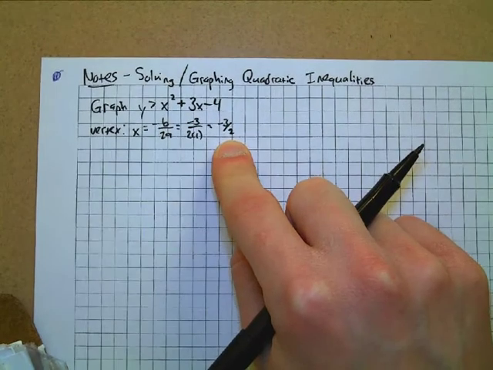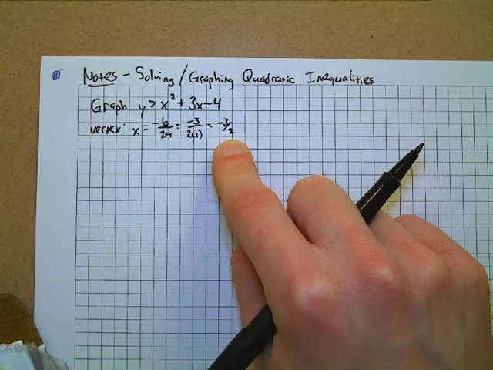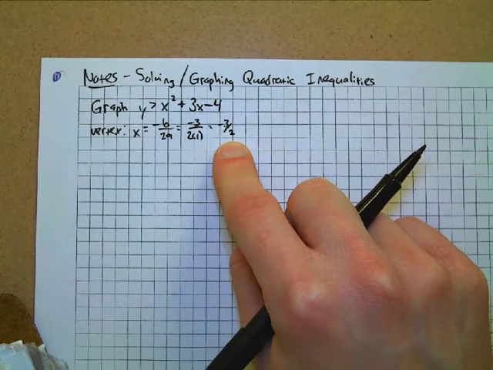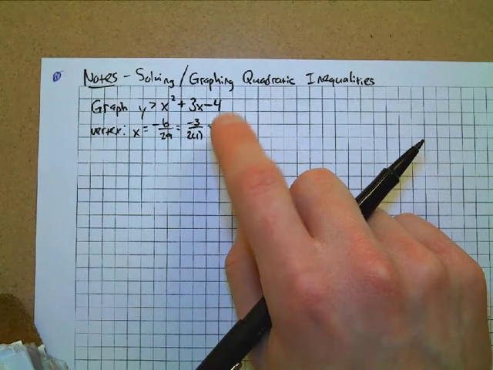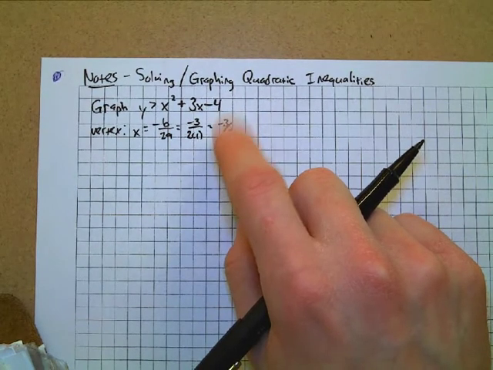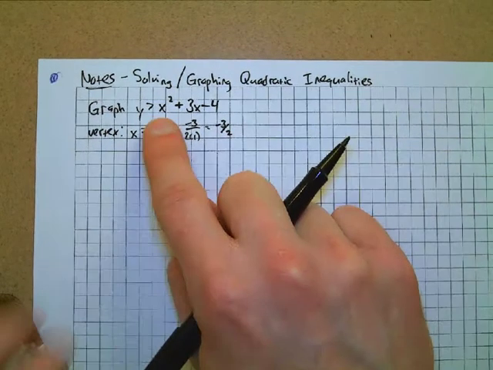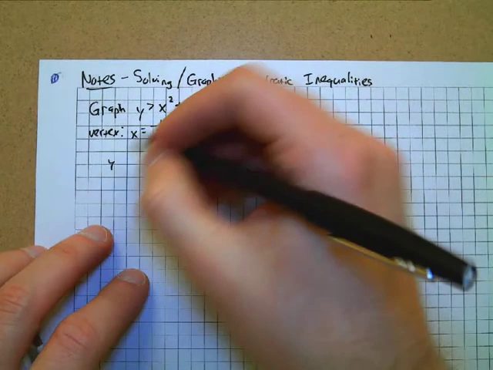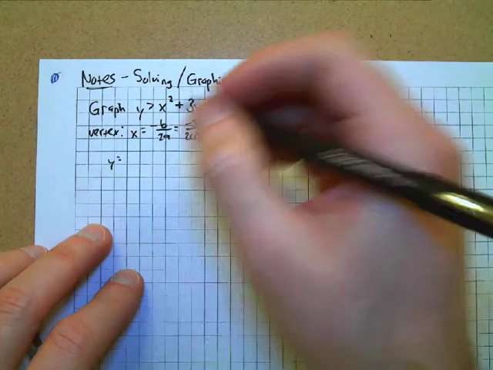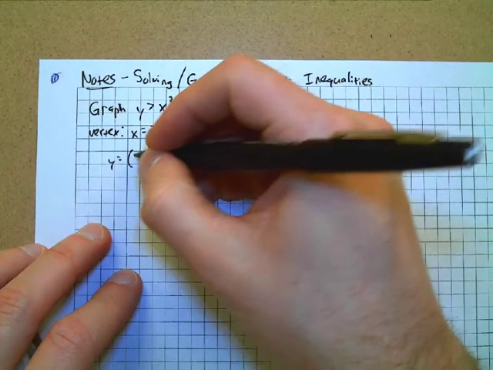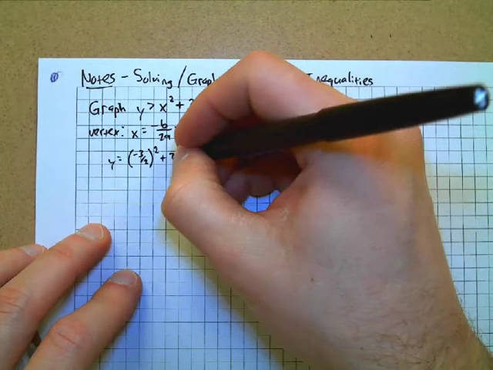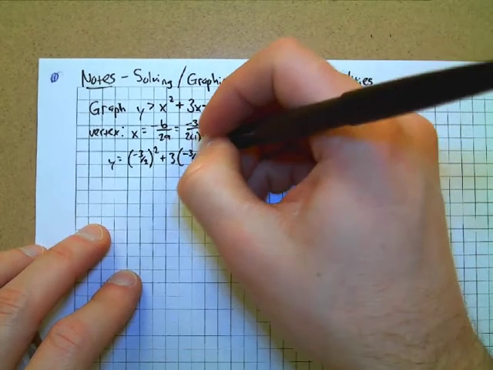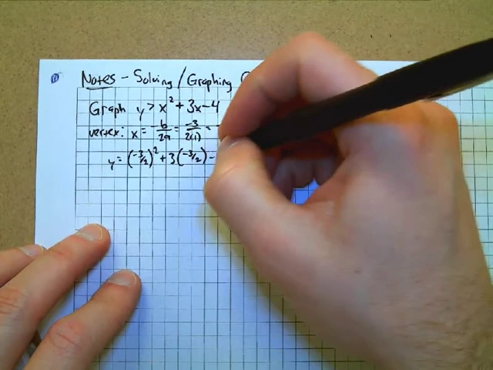Once we have the x coordinate, how do we find the matching y coordinate? Plug it in. Exactly right. So we'll treat it like it's an equation, and we'll say y equals negative 3 over 2 squared plus 3 times negative 3 over 2 minus 4.